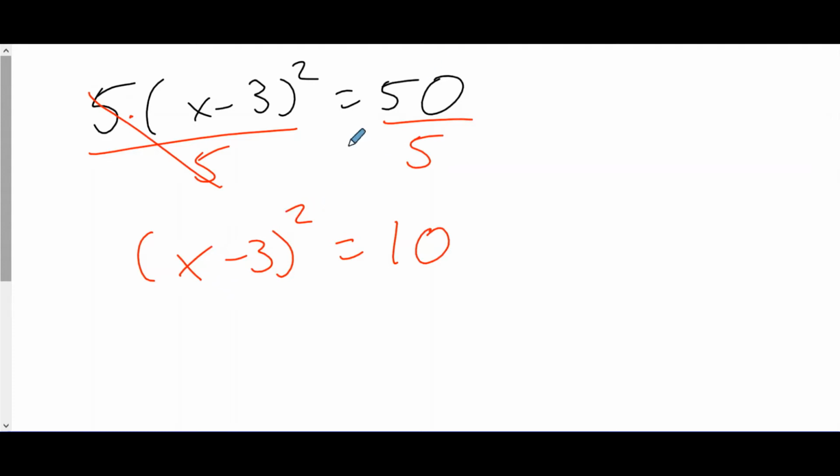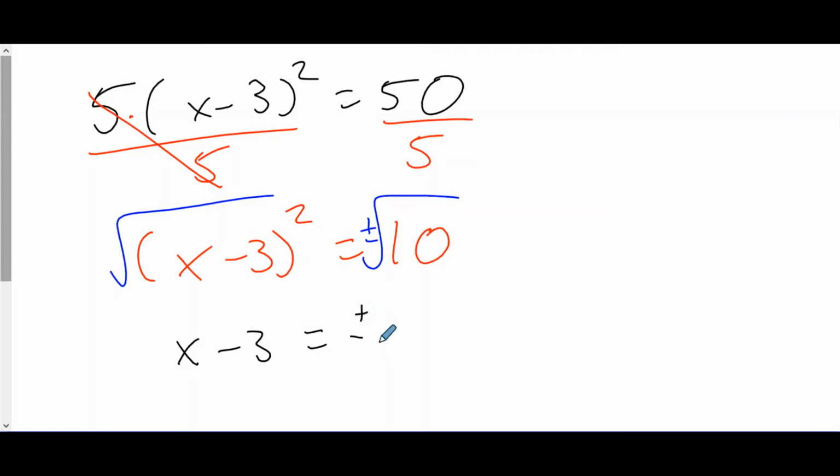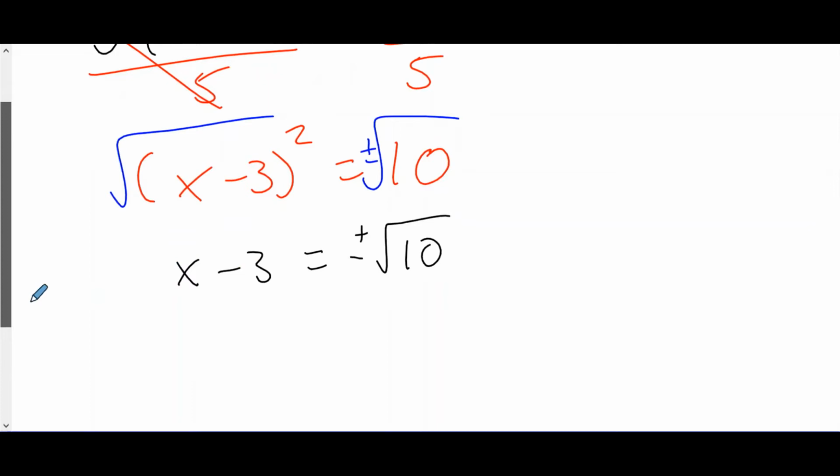Now I can take the square root, since it's just something squared, square root of both sides. Don't forget your plus or minus. And this becomes x minus 3 equals plus or minus the square root of 10. So 10 is not a perfect square. I want to see if I can simplify that at all.